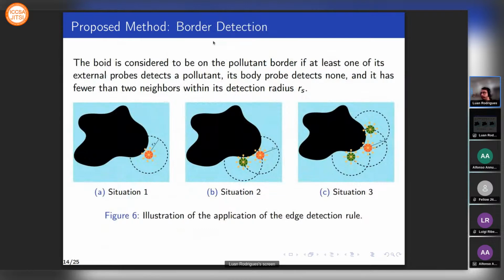Here we have our first rule, which is the border detection. Basically, it works by checking if one of the external probes is detecting the pollutant and the body probe doesn't detect any. And it also makes that position, where it found the edge of the pollutant, available if there are less than 3 neighbors around it. So basically this situation here.